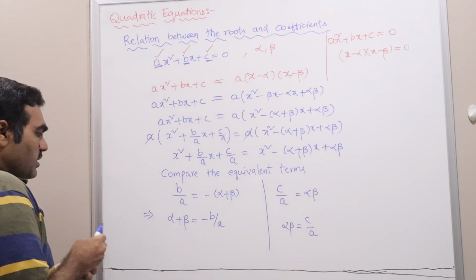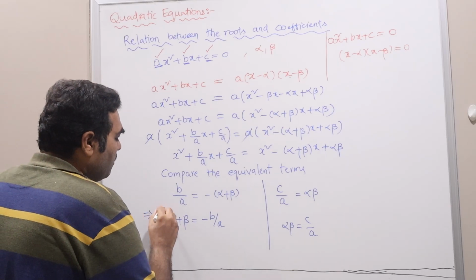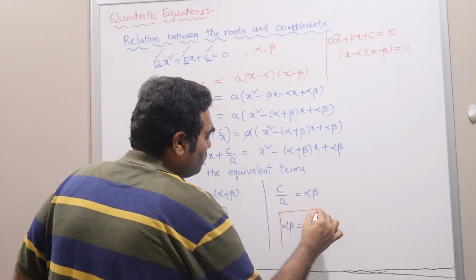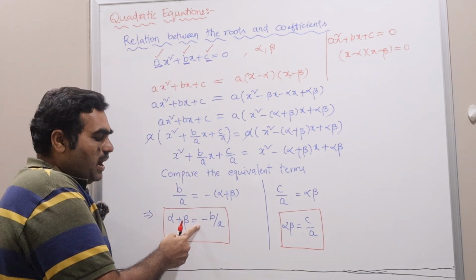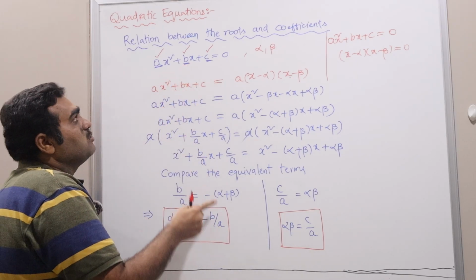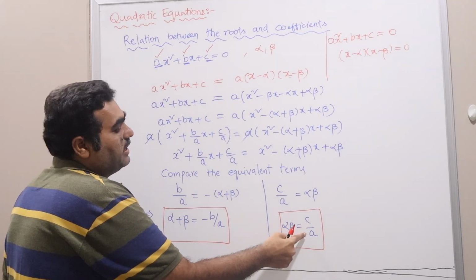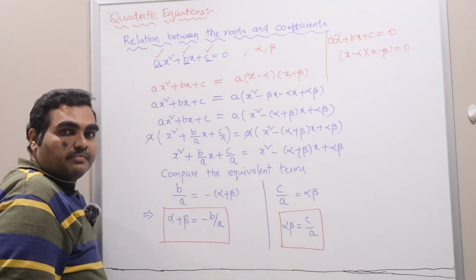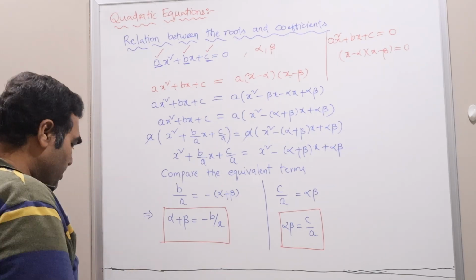This is a very important result. This is the relation between the coefficients and roots of the quadratic equation. You can also say the sum of the roots is given by minus b by a, where b is the coefficient of x and a is the coefficient of x square. And the product of roots is equal to c by a, where c is the constant term and a is the coefficient of x square. This is a very important result. So let me continue.